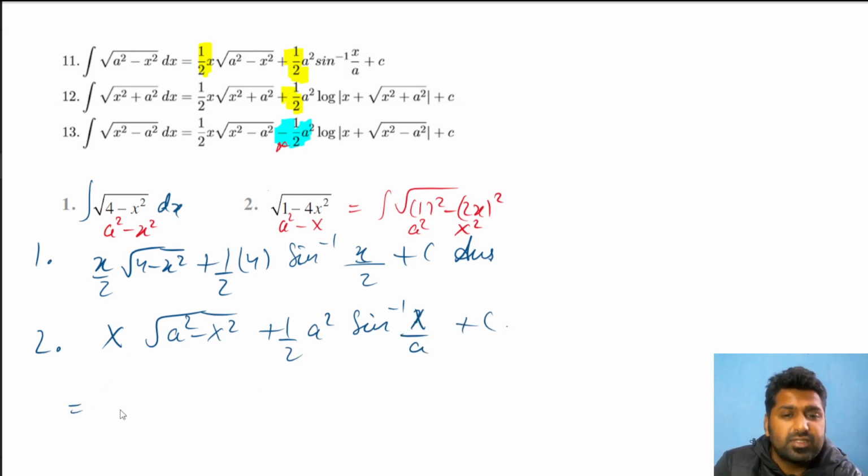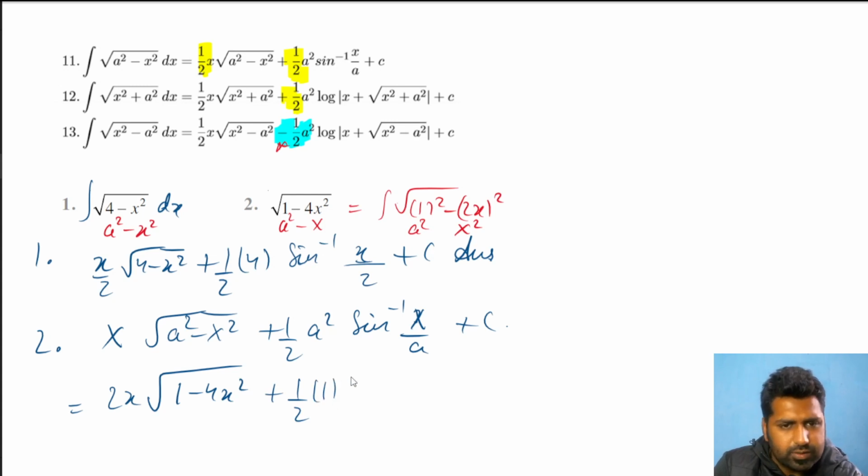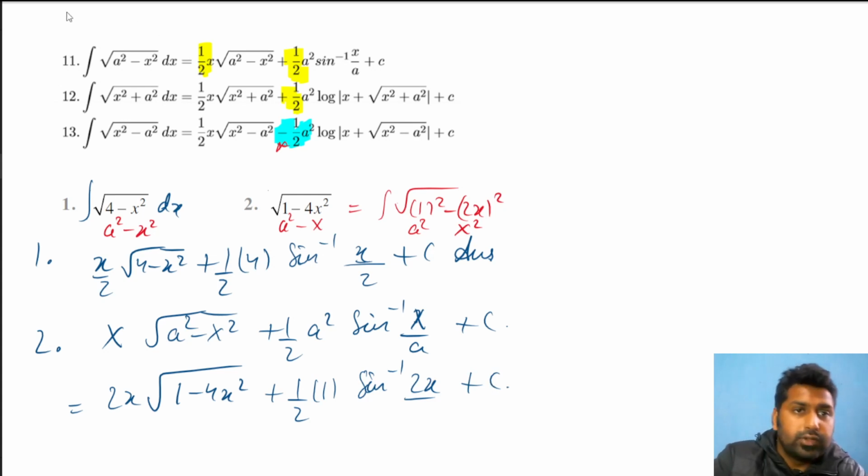Now replace your capital X with 2x actually, because it was 2x. Square root of same numerator, that's 1 minus 4x square, okay, plus 1 by 2, what's our a? 1, so 1 square is 1, and sine inverse capital X is actually 2x, so 2x and a is 1. But there is a problem. What? The coefficient of x is still 2. That means your whole answer will be additionally divided by 2.